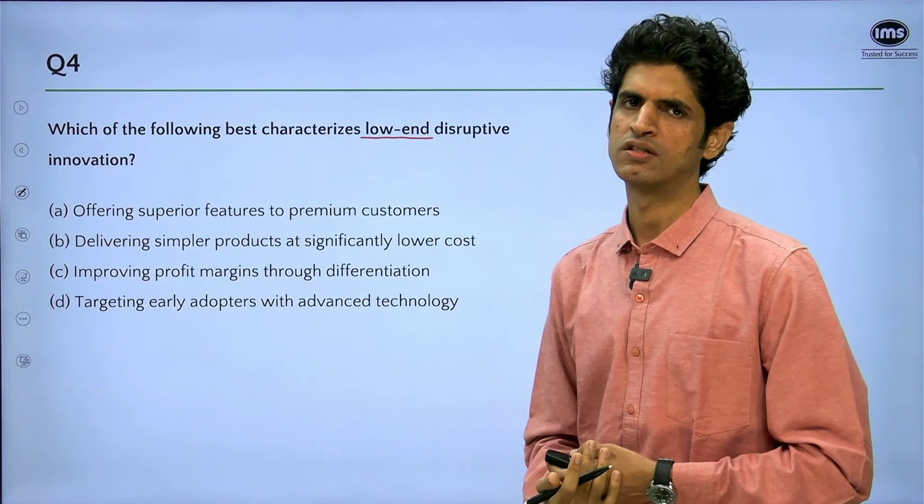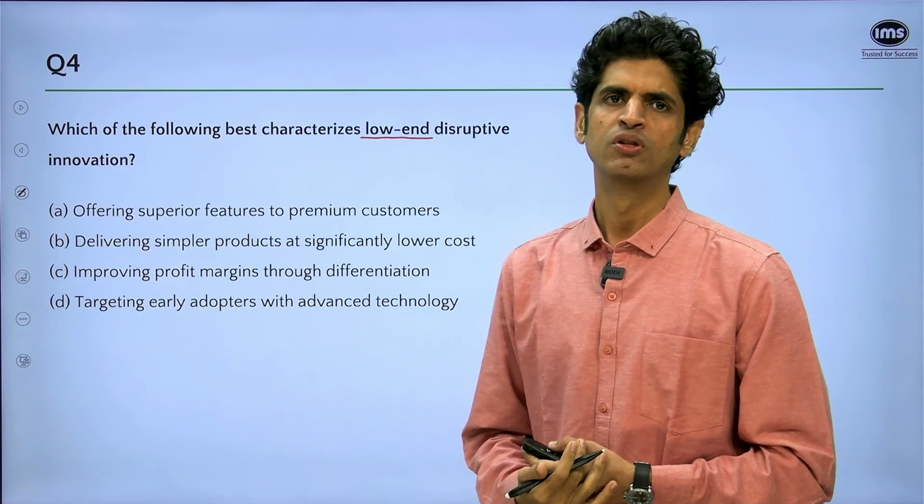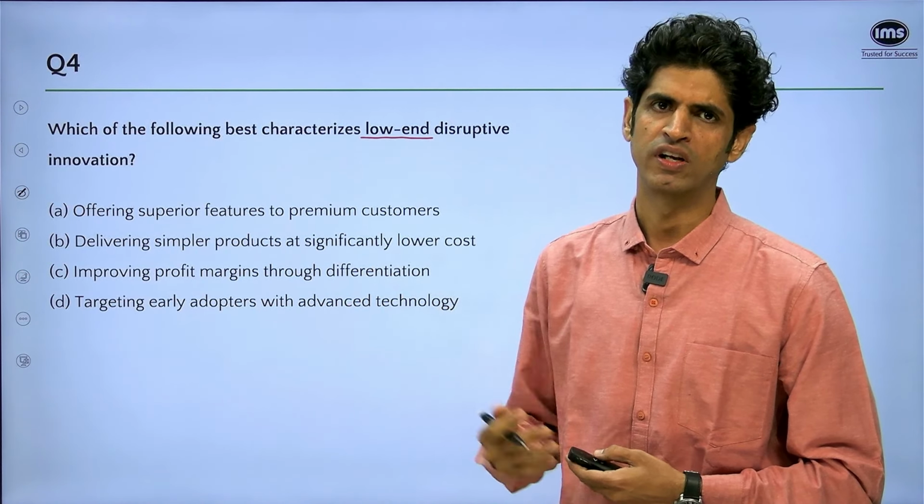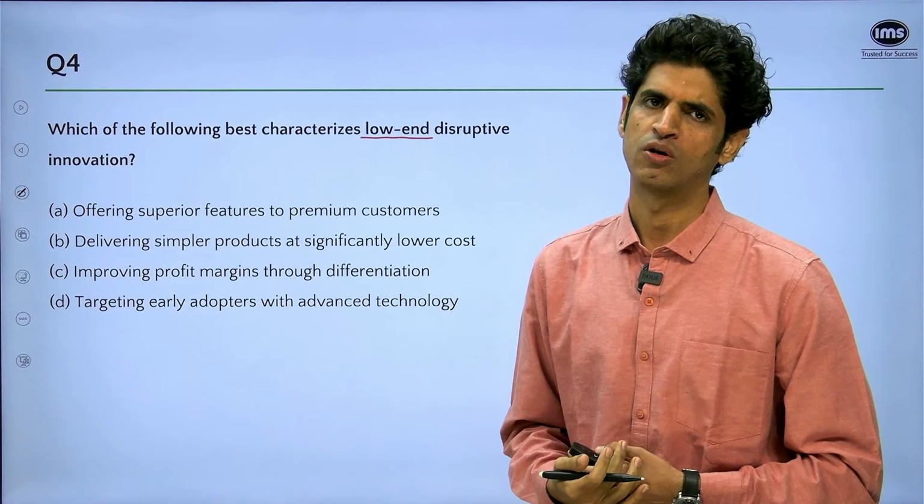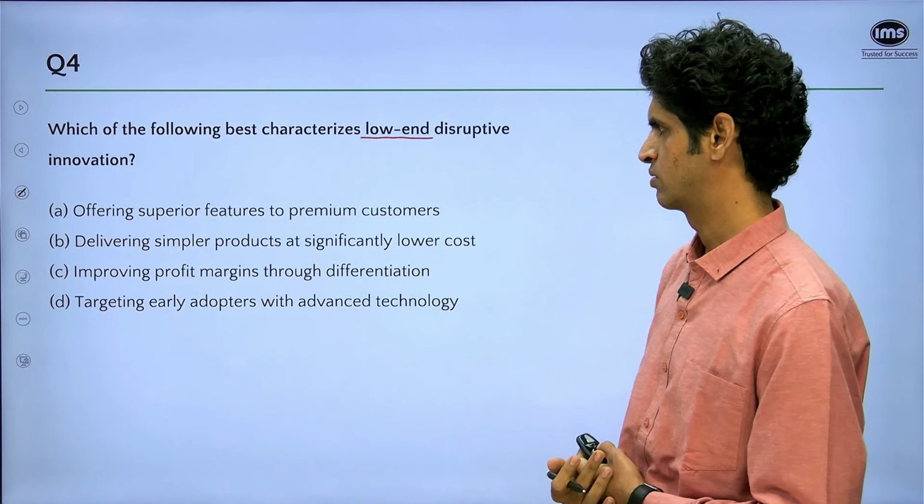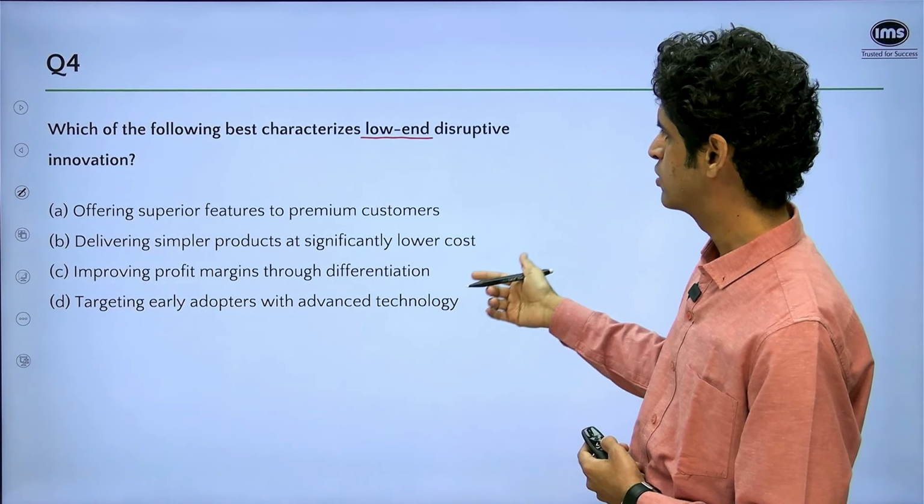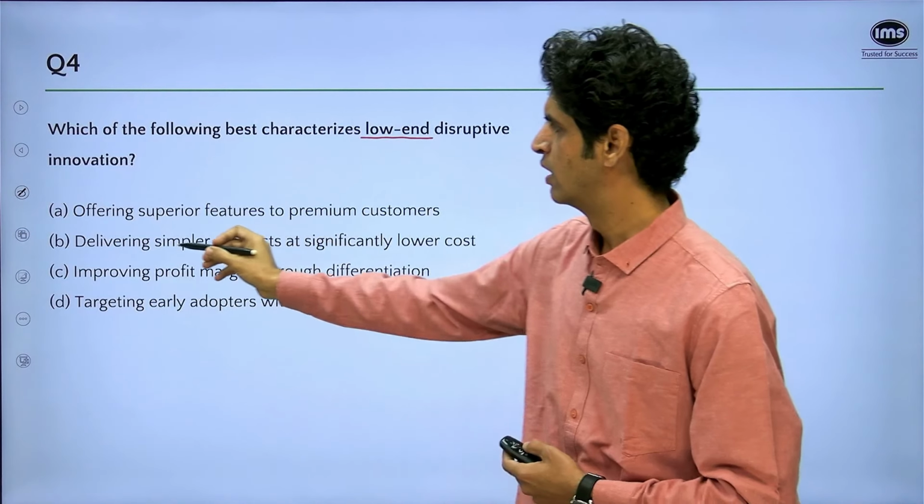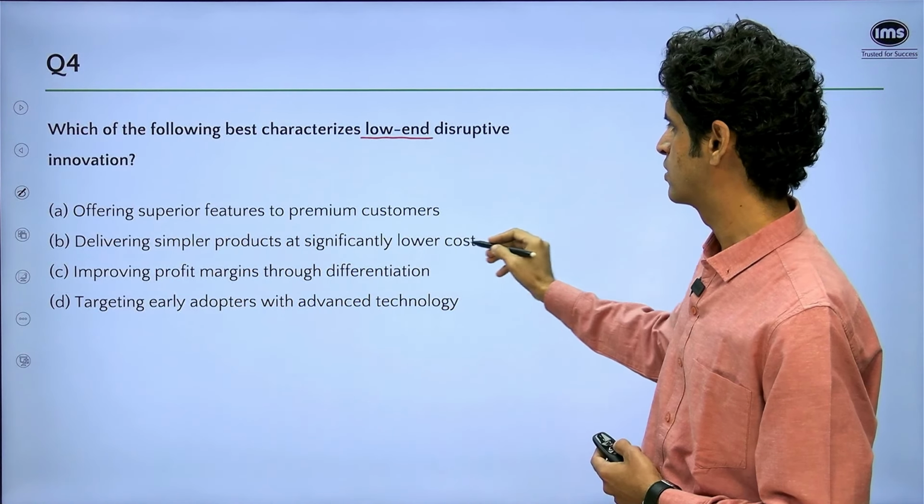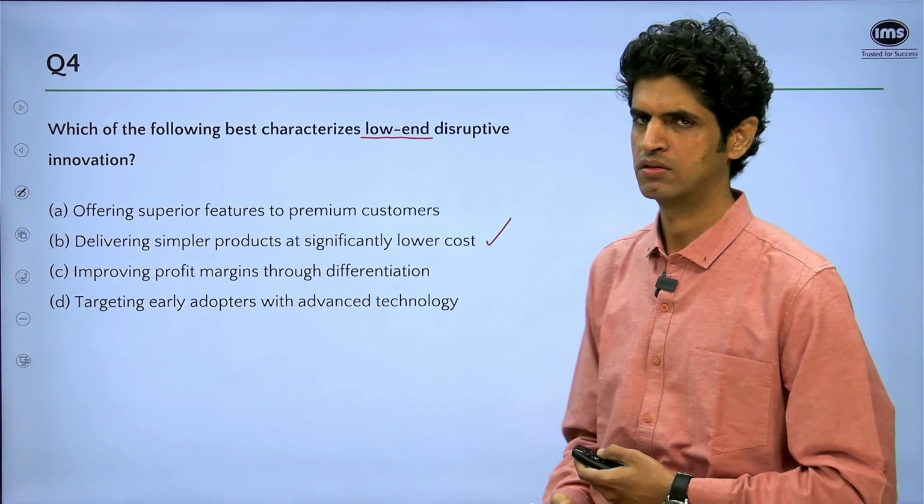Which of the following best characterizes low-end disruptive innovation? In the previous video, we saw a question that talked about high-end customers sustaining innovation. Remember, low-end disruptive innovation will be for people who will not be able to purchase very high-cost products. So we will have to look for a choice that talks about affordability or low prices. When you look at the given choices, it is not too big a deal to pick delivering simple products at significantly lower costs. Right?